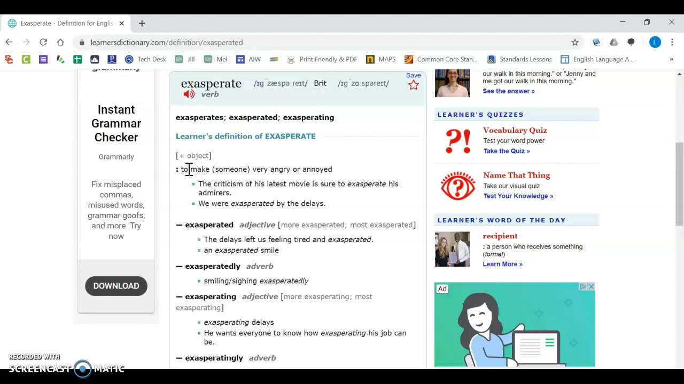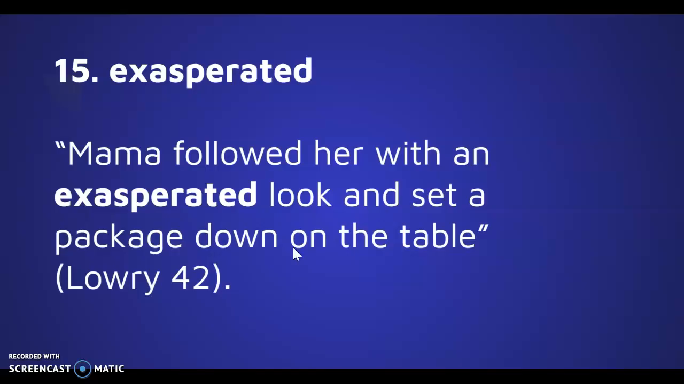So first of all, the verb exasperate means to make someone very angry or annoyed. So, for example, the criticism of his latest movie is sure to exasperate his admirers. So it can be an action. However, in our example, it's an adjective. Someone can be exasperated. In other words, they can be very angry or annoyed. So the delays left us feeling tired and exasperated. So the delays made them feel angry or annoyed. So if we look back here, if Mama has an exasperated look, it probably means that she's a little angry or annoyed, and she's giving a look that shows that annoyance.